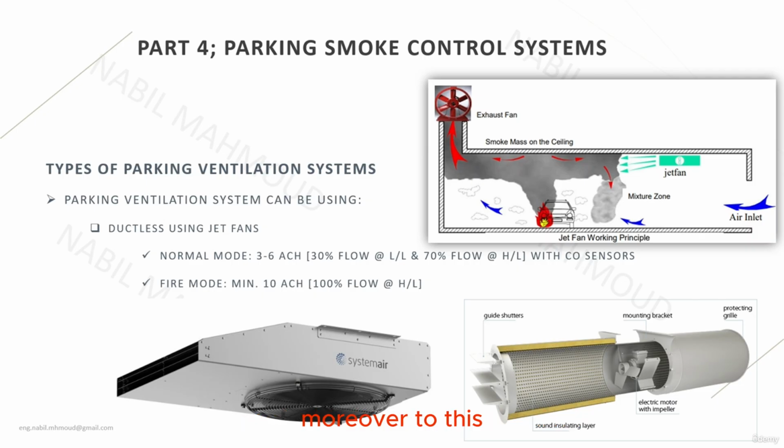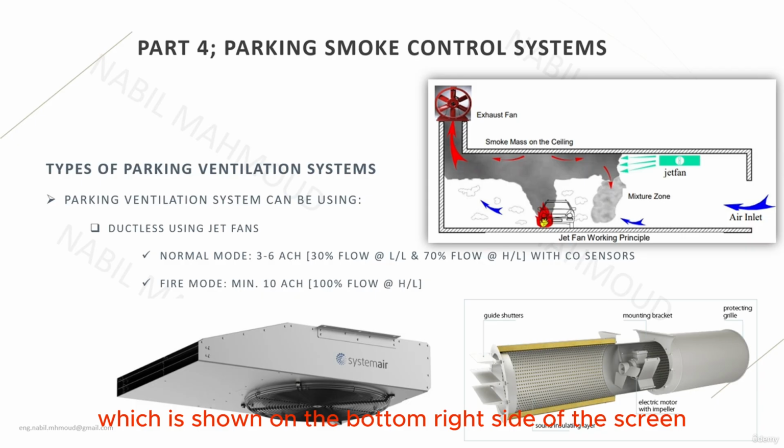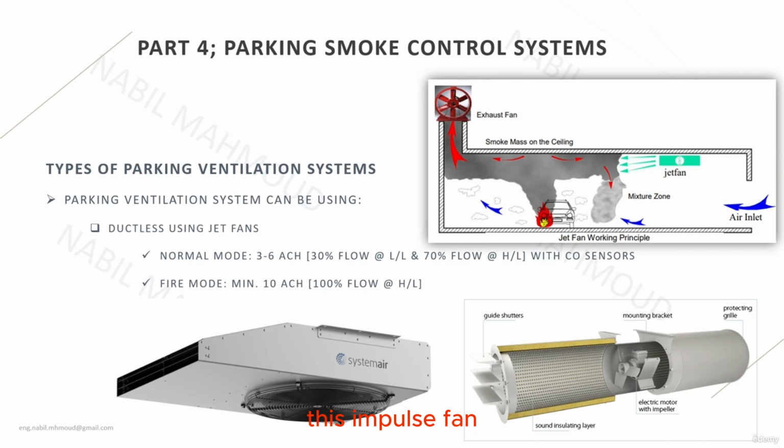Moreover to this, I need to state also that the impulse fan, which is shown on the bottom left side of the screen, has a higher throw than the normal jet fan, which is shown on the bottom right side of the screen. This means that this impulse fan can throw the air at higher speeds and for more distance than the normal discharge axial fan.